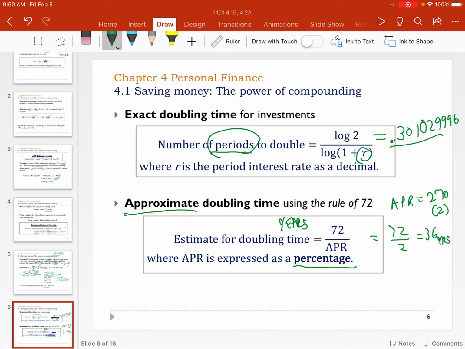But notice this is an approximation. Let's say we have an APR of 8%. I can't remember what example we're coming up with, but then we would have 72 over simply 8. Do not put a decimal in. This is a rare one. But then you'd have only 9 years.